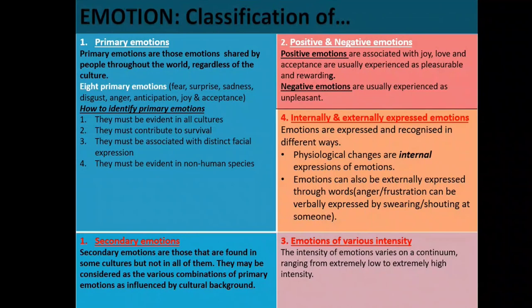You see, they say primary emotions must be evident in all cultures, meaning the expression is the same. Fear is fear, sadness is sadness, surprise is surprise. However, in secondary emotions, they say no. Secondary emotions are those that are found in some cultures, but not in all of them. They may be considered as various combinations of primary emotions, influenced by cultural background. Then let's look at those examples that support secondary emotions.